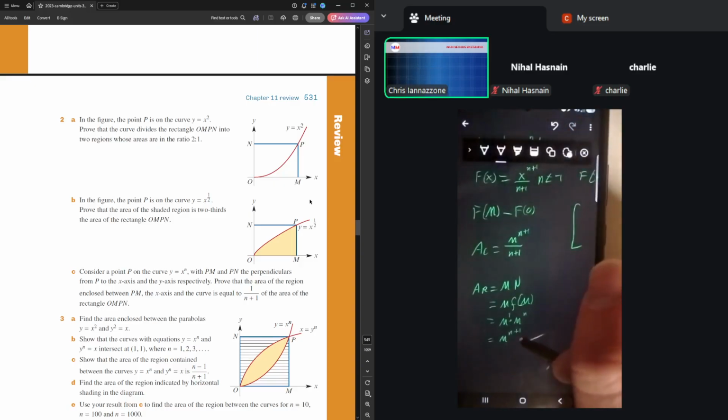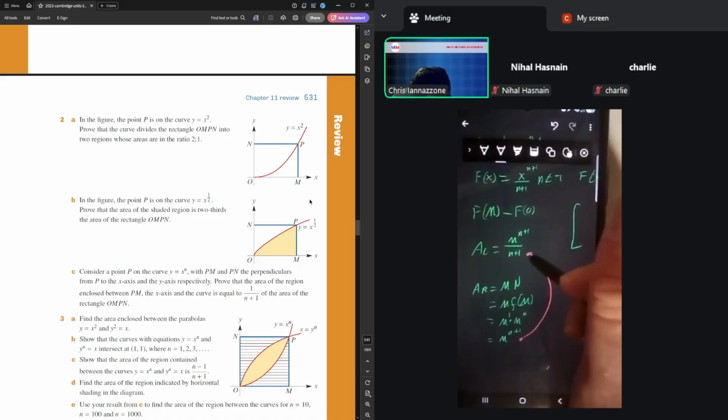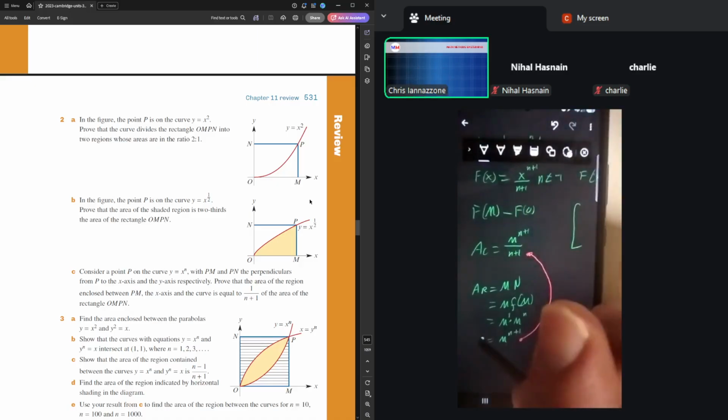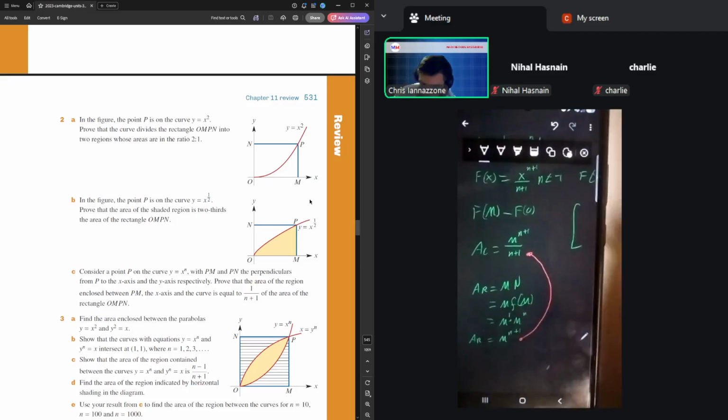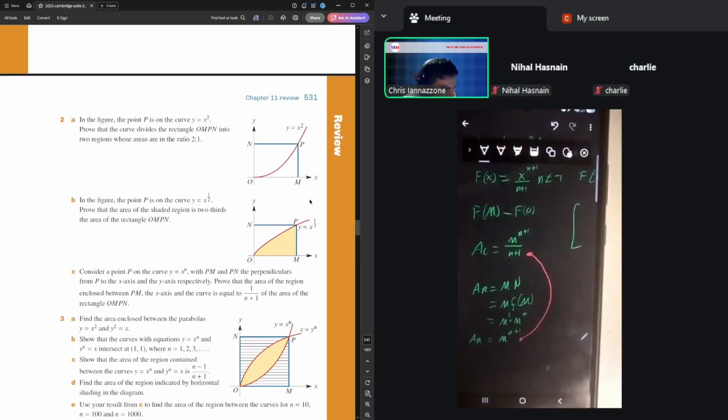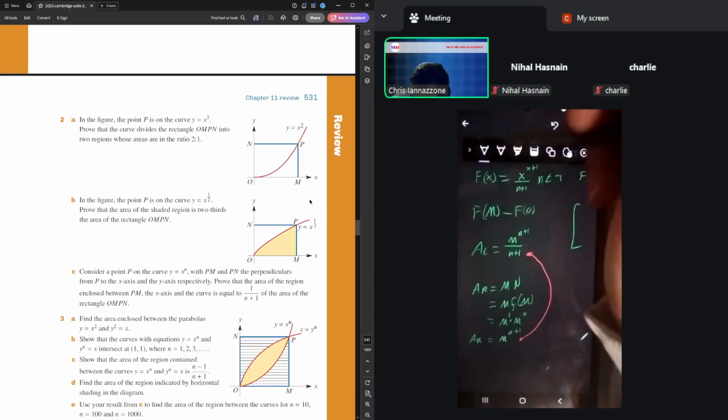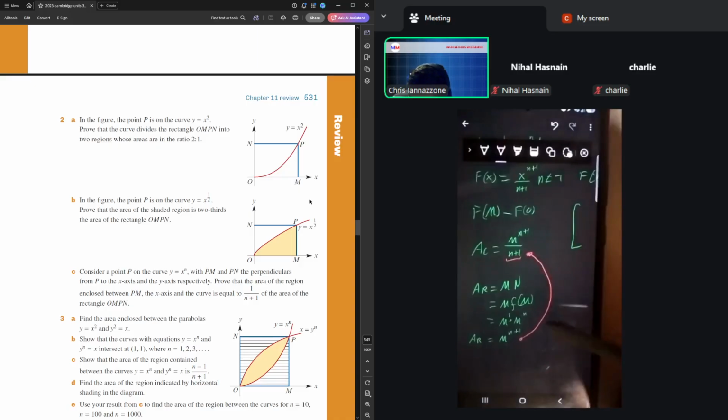We've now got area of rectangle. We've also got area of curve. If we look back at what we're actually trying to do, it says prove the area of the region enclosed by the curve is 1 on n plus 1 proportional to the area of the rectangle. Well, here's our 1 on n plus 1, and here's the curve itself.